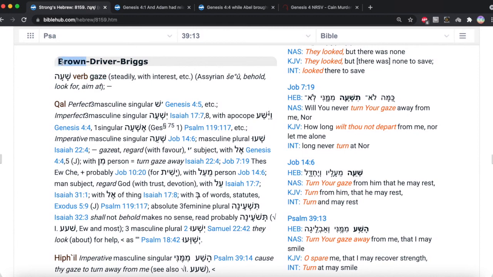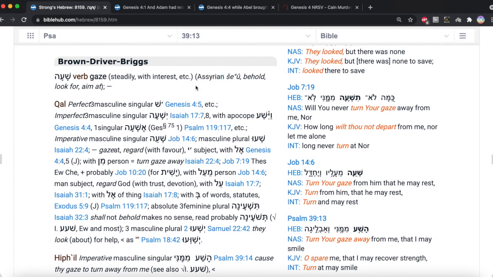In fact, I have a physical copy of Brown-Driver-Briggs, and it is enormous. So just be happy it's a dictionary. You can look at it online, so you don't have to pay the big bucks for it, and you don't have to have this enormous volume clogging up your bookshelf. Let me tell you, this is so much nicer. But yeah, it tells you a little bit more about what kind of gazing, steadily with interest. And it even tells you, this is more than most of you will probably ever need to know, but originally sha'ah, before it was a Hebrew term thousands of years ago, it comes from an Assyrian word.